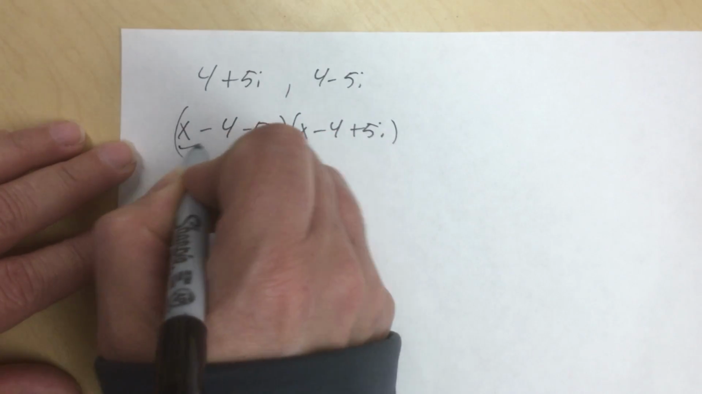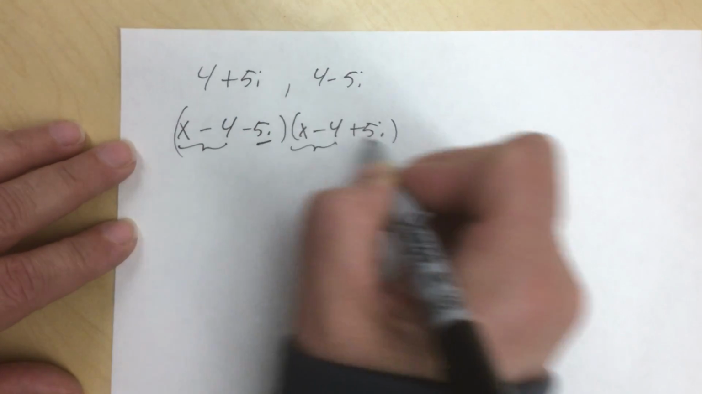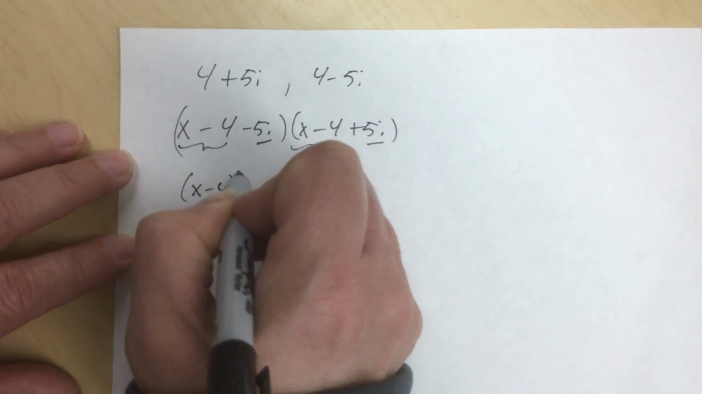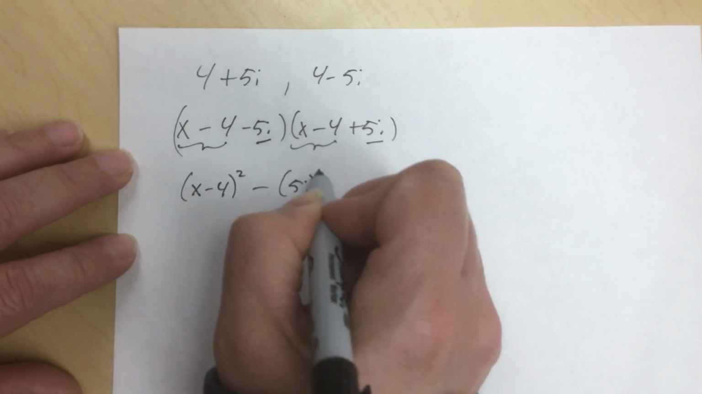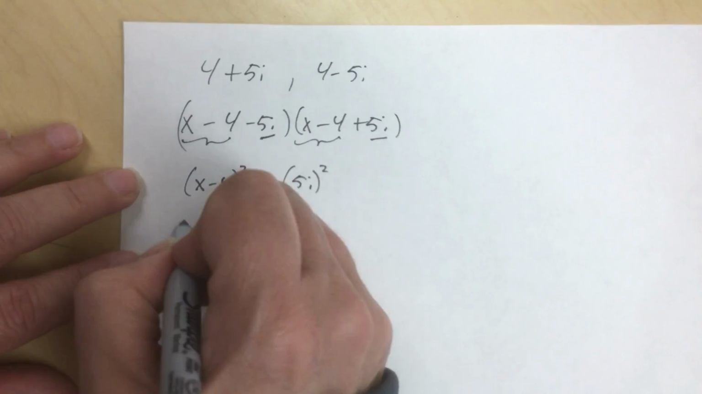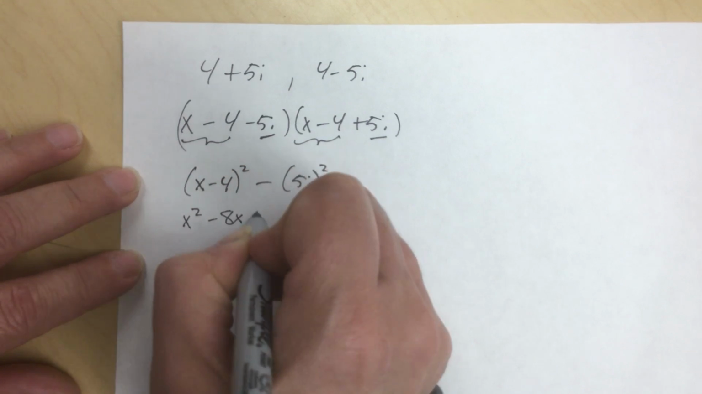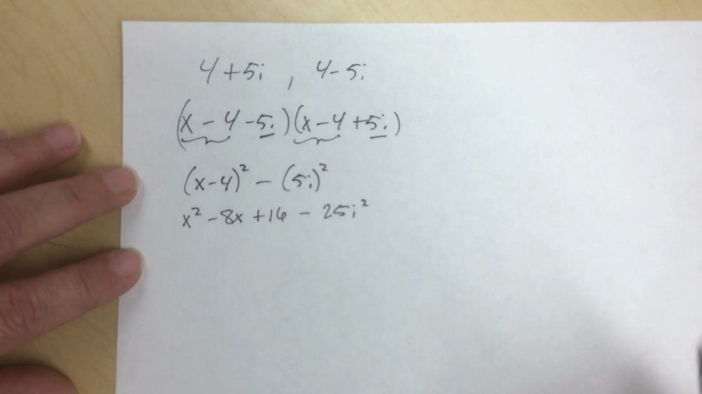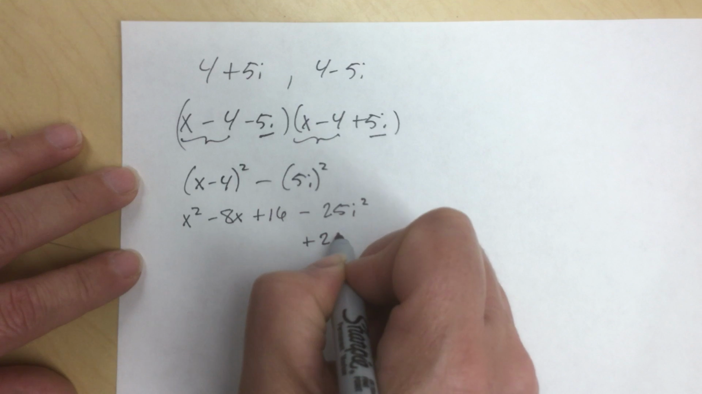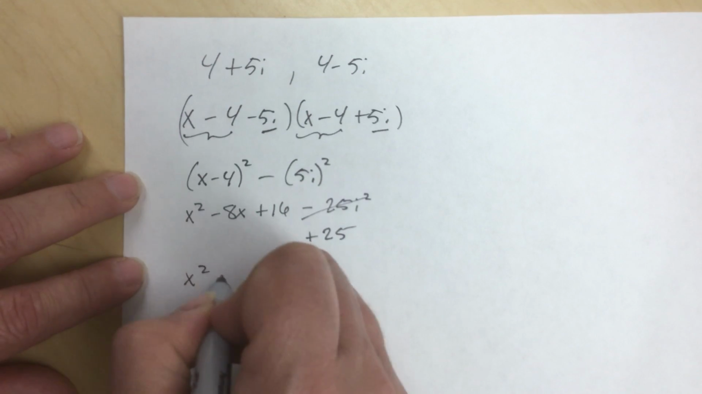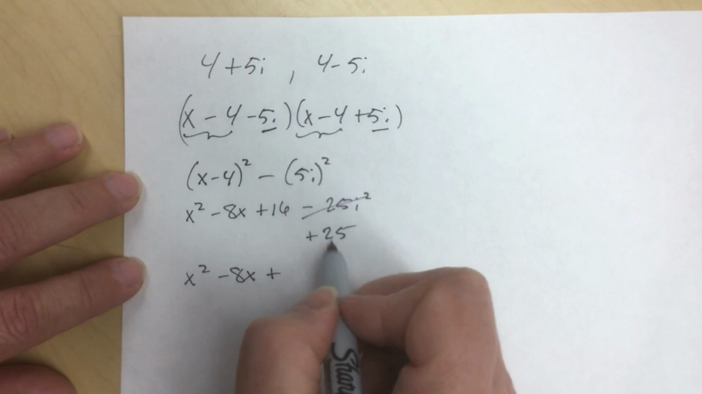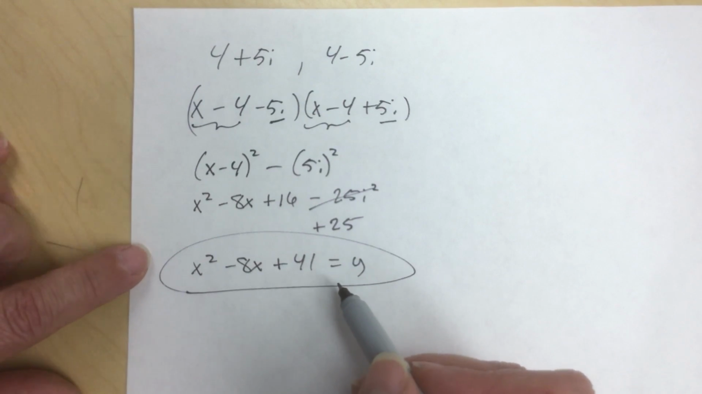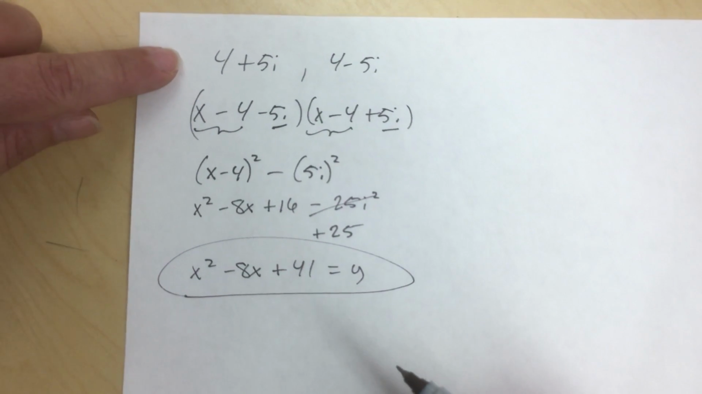Okay? So the x minus 4 is your first thing. The 5i is your second thing. When you multiply that together, you get the first thing squared minus the second thing squared. X minus 4 squared is x squared minus 8x plus 16 minus 25i squared. This becomes plus 25. So you have x squared minus 8x plus 41. So that is your polynomial. If you do the quadratic formula with that, you will get 4 plus and minus 5i.